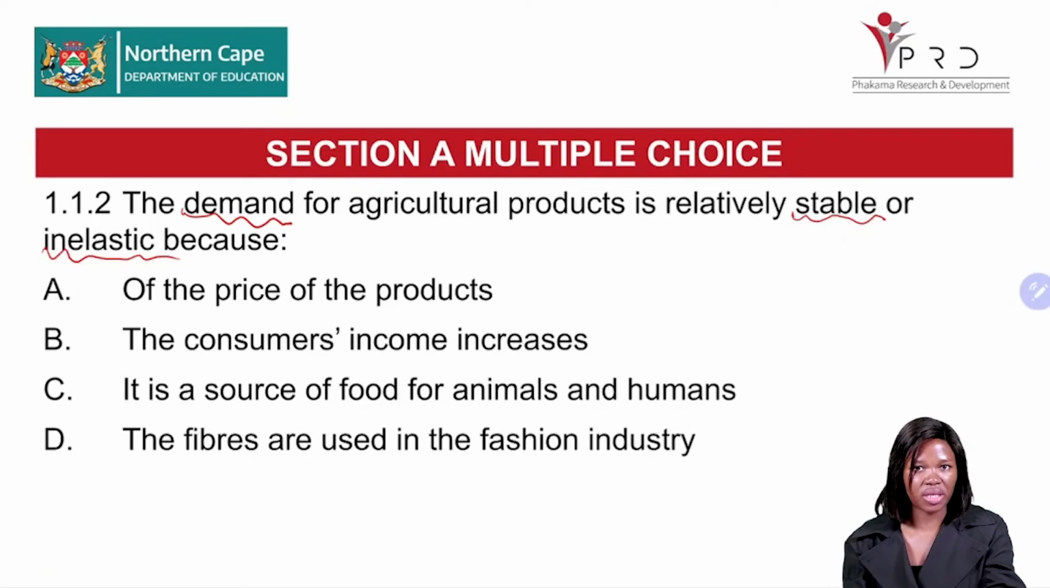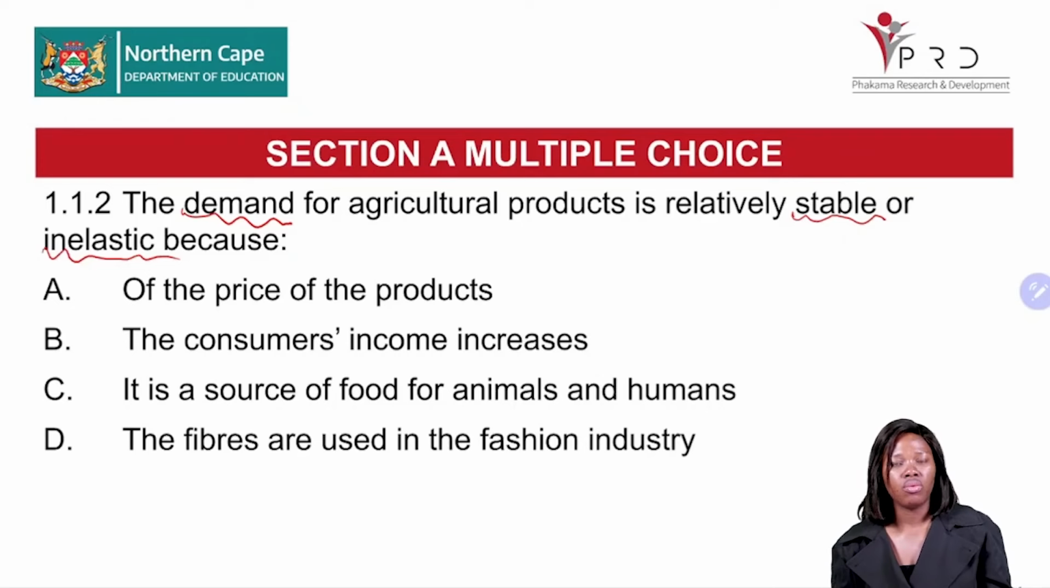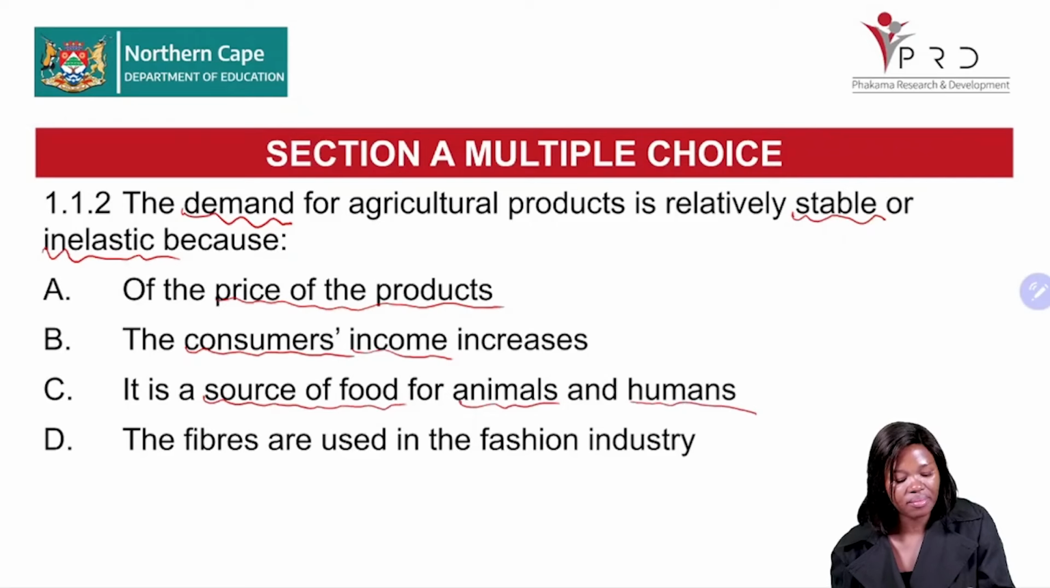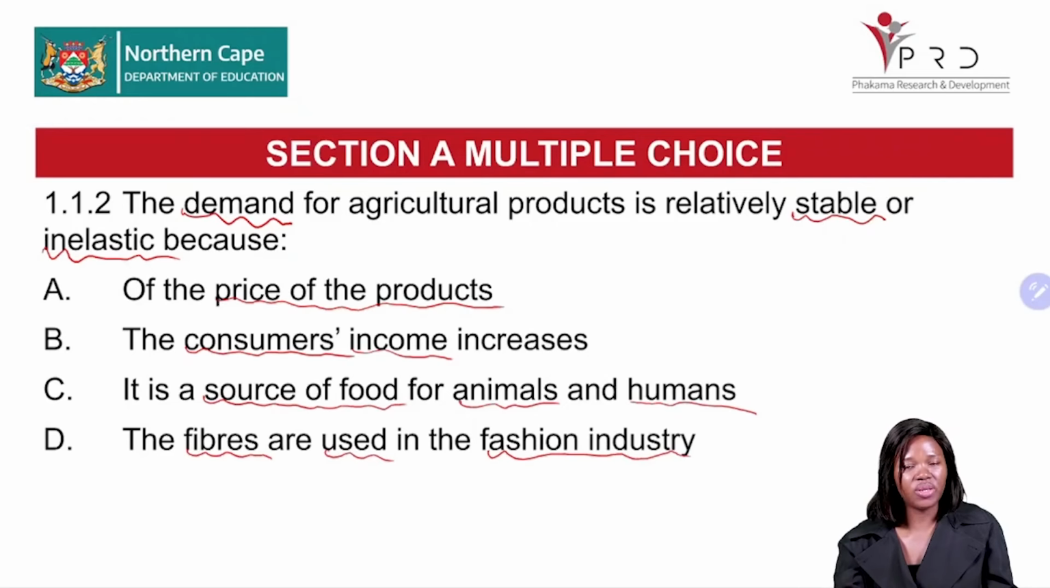Now, as you are reading the description, you can see that here we are looking at the price elasticity or the price inelasticity, right? As the price affects the demand. How does the price affect the demand? Because the price itself, it has the influence or the effect towards the demand. Now, the options that we have are because of the price of the product, the consumer's income increases, it is a source of food for animals and humans, the fibers are used in the fashion industry. Let us go back to the description.